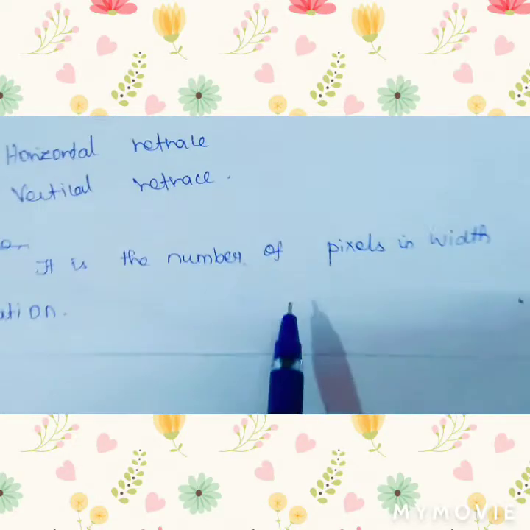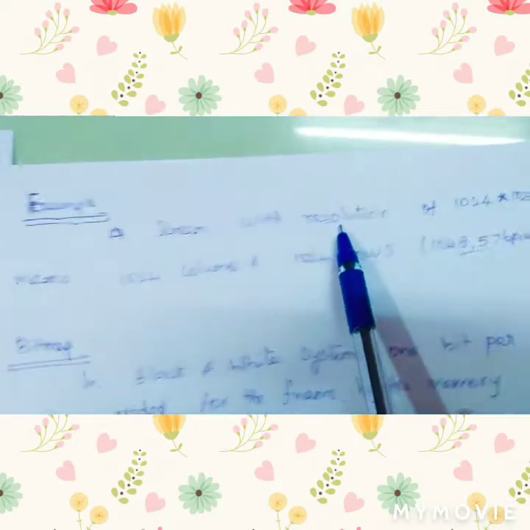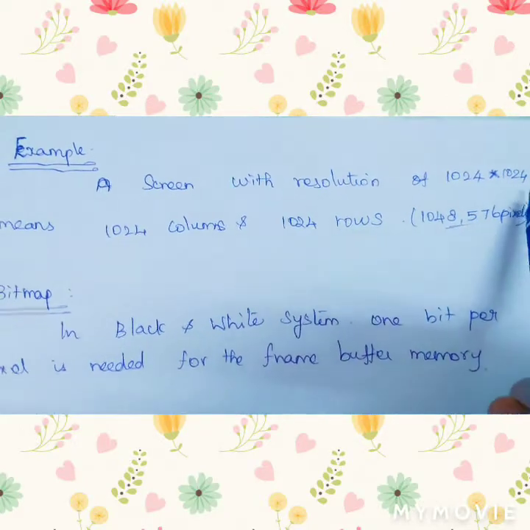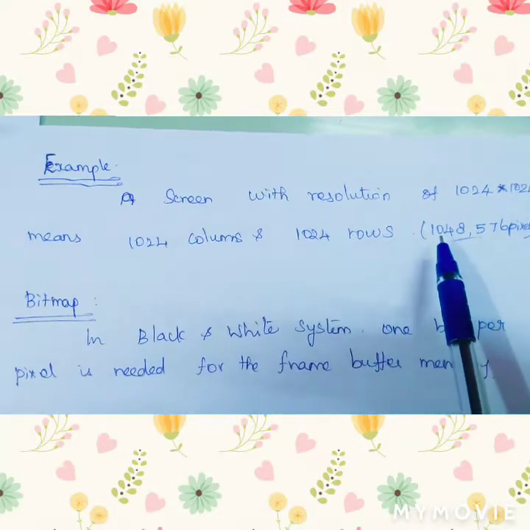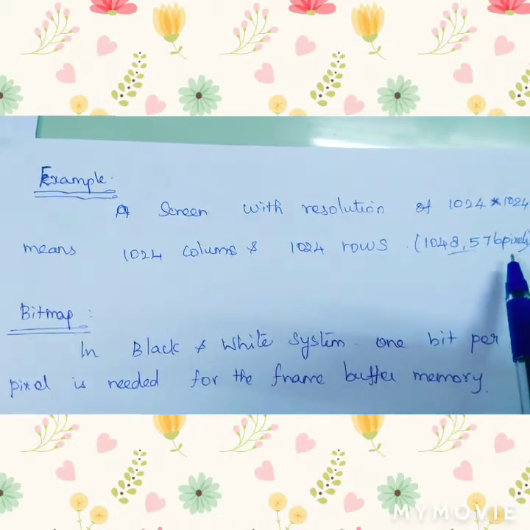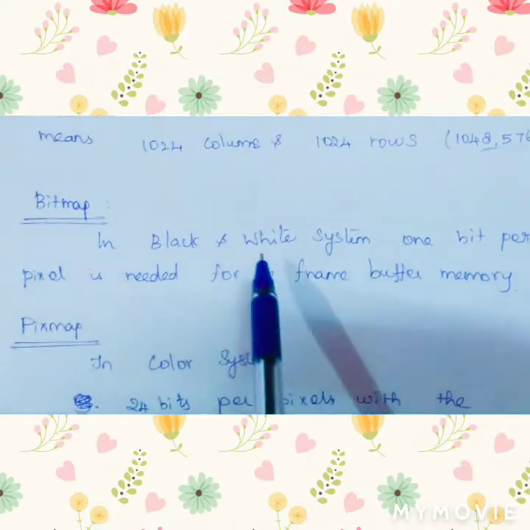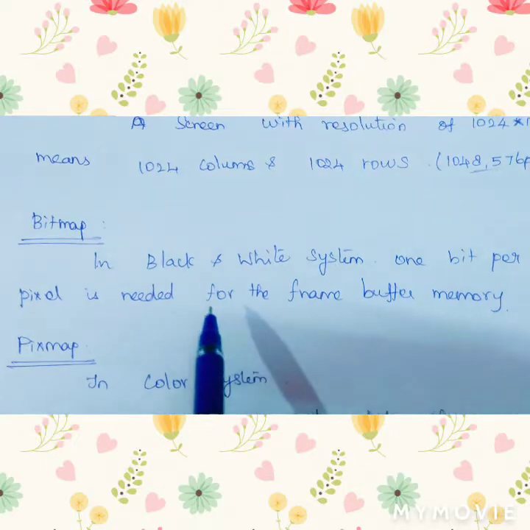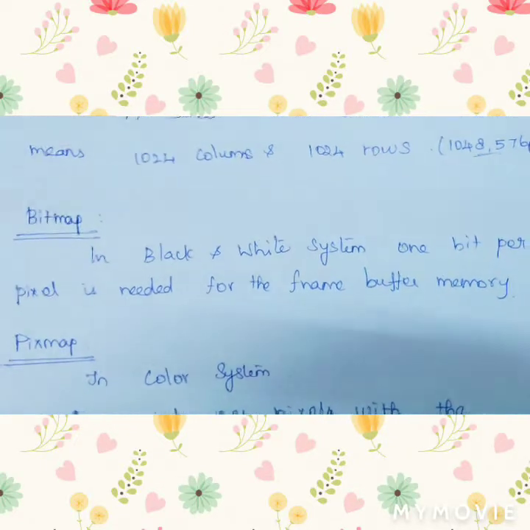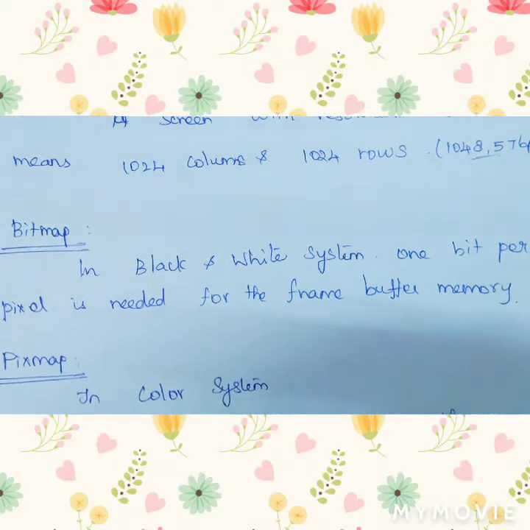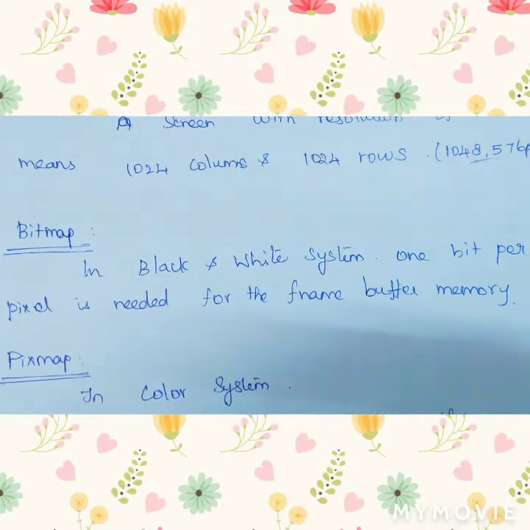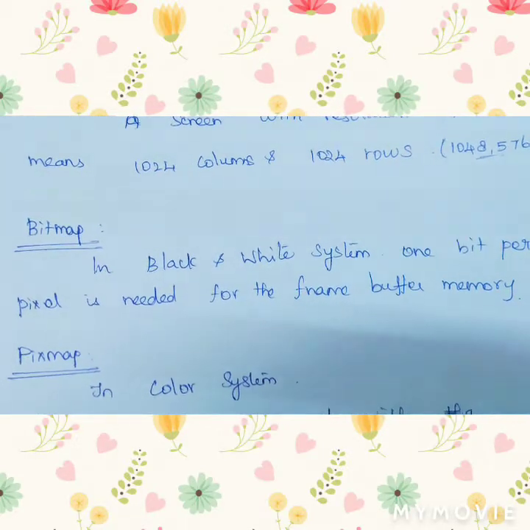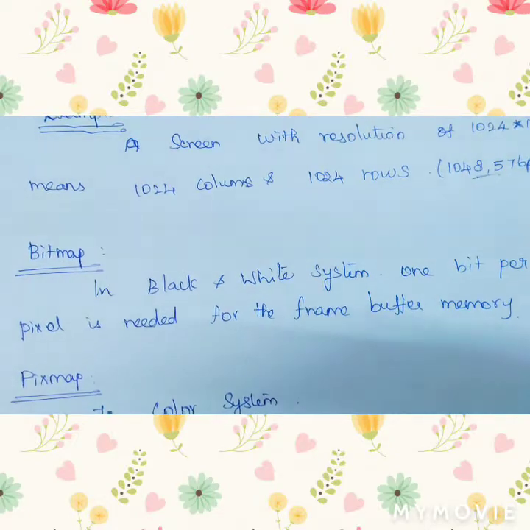Resolution is the number of pixels in width by height. For example, a screen with a resolution of 1024 by 1024 means 1024 columns and 1024 rows, which is a combination of 1,048,576 pixels. Bitmap: in a black and white system, 1 bit per pixel is needed for the frame buffer memory. In this system, each pixel is set to on or off. For white display, the electron beam will be on for that particular pixel. For black display, the electron beam will be off.